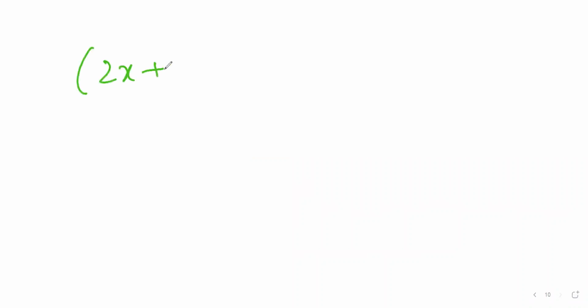You can have 2x plus 5 to the power of 10. You get it? In the place of a, you have 2x. In the place of b, you have 5. So you can expand this. I mean, the coefficients will be the same.